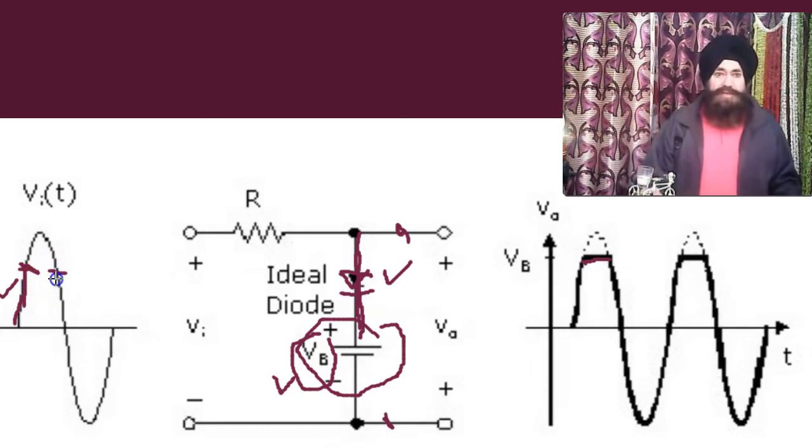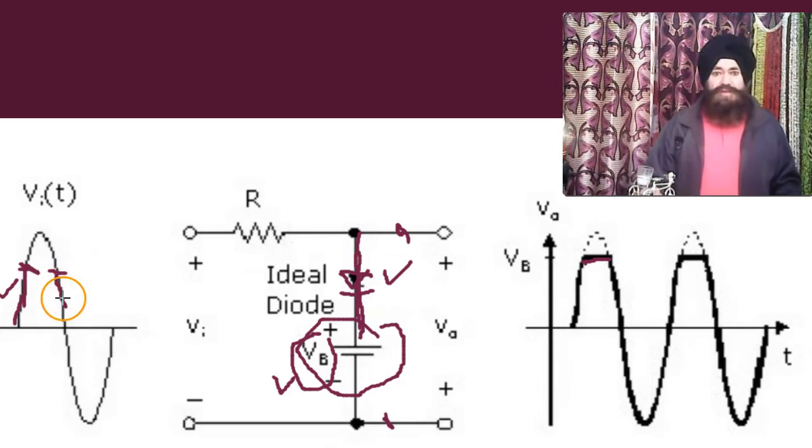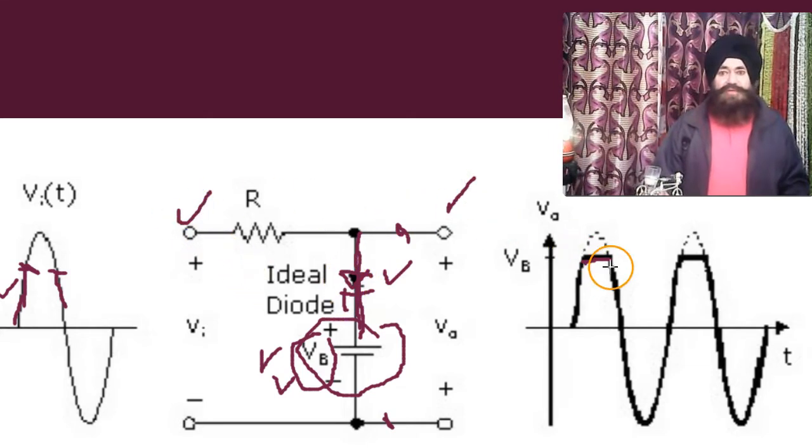Now again, when the signal is going down, this voltage is going weak, but VB makes it reverse biased again. Reverse biased means open circuit. When this is open circuit, whatever the voltage is here appears here. So the same voltage appears here.